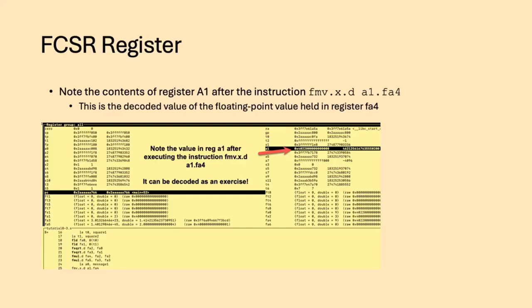So after the conversion, FMV has been executed, which moves between the X integer registers and the F floating point registers. The contents of the integer registers represent the 64-bit double precision floating point number. It can be decoded to generate this number as well. So here's the number here, and you can decode that too.